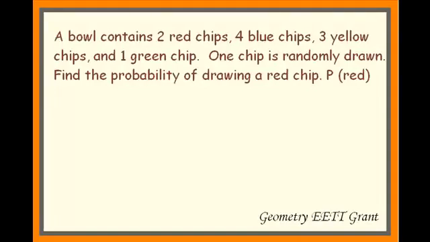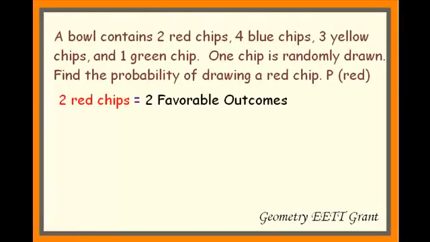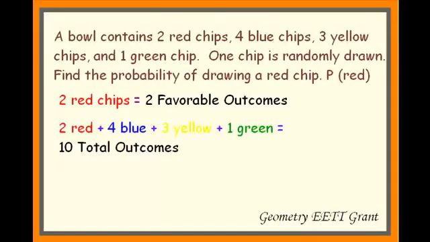The probability of red. Well, how do you do that? On this one, first of all, let's talk about our favorable outcomes. That's red chips, and there's 2 of them. So 2 is going to be our numerator when we write that fraction that represents the probability. And you always divide by all the outcomes. We've got 2 red, 4 blue, 3 yellow, and 1 green. So that's 10 total outcomes.